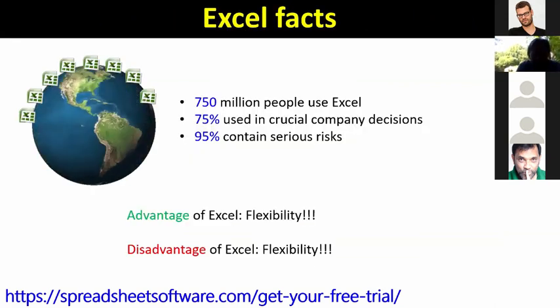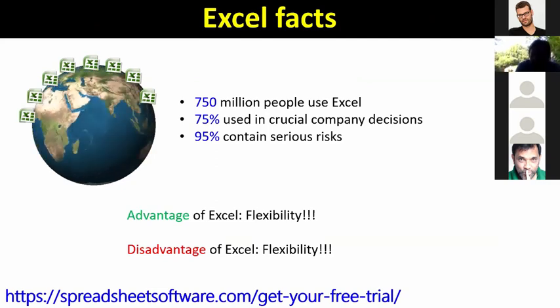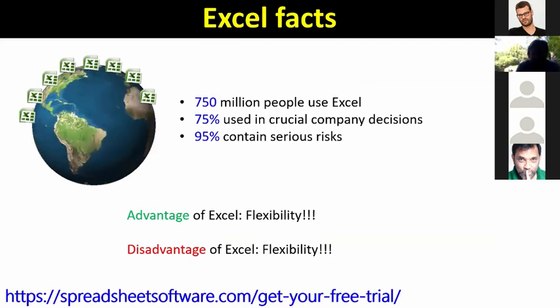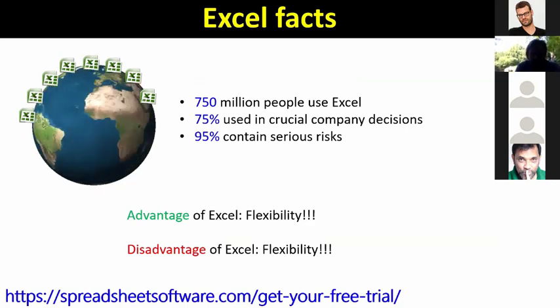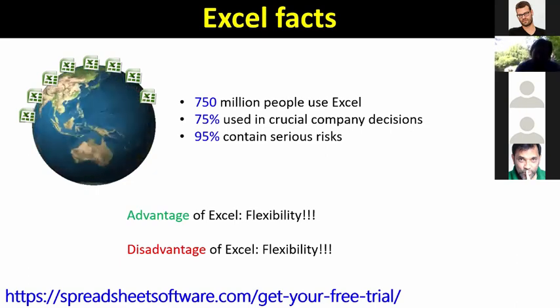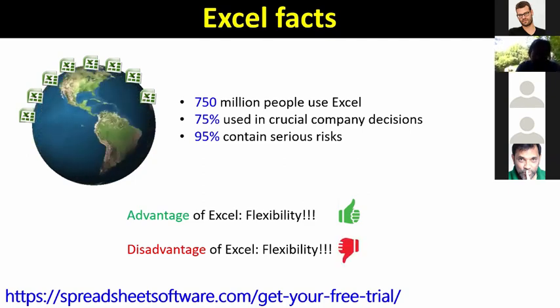Some Excel facts: we have 750 million people using Excel. That's why Bill Gates is one of the richest people on the planet. And 75% of these spreadsheets are used in crucial company decisions. And 95% of these spreadsheets contain serious risks. So what's the advantage of Excel? That's the flexibility, and that's also the disadvantage of Excel.